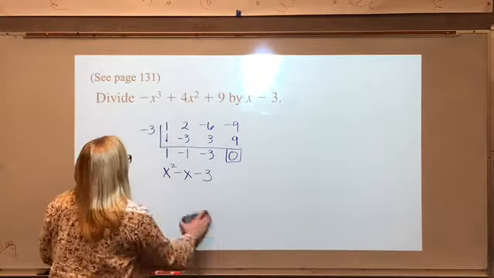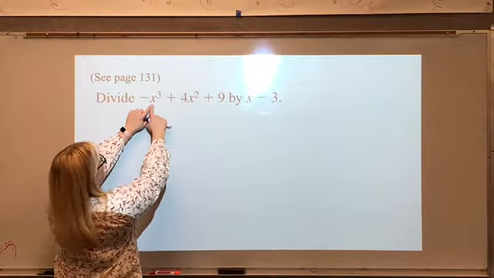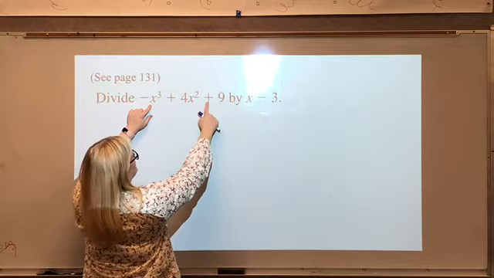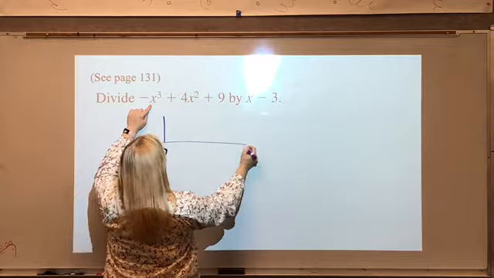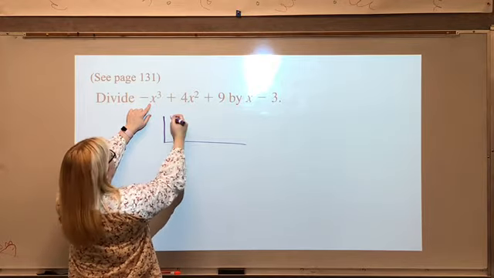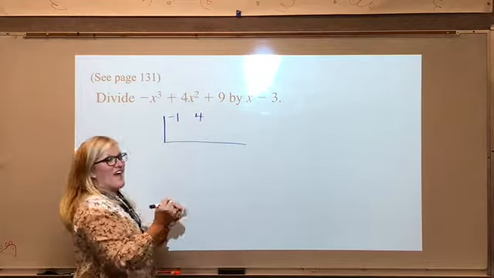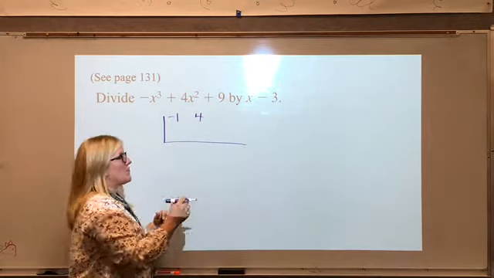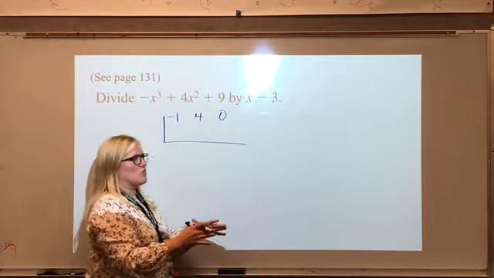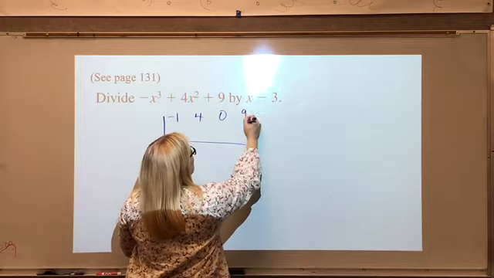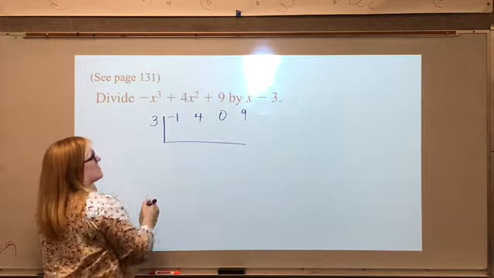Let's look at a situation where we don't have every term that we need. So, for example, let's look at this one. This one doesn't have a term with an x in it. So let's do negative 1, 4. I don't have an x term, so I'm going to throw in a 0. It has to have a place. Just like when we were doing long division, we have to have a placeholder there. And then 9. And we're going to divide by x minus 3, which means a 3 goes here.